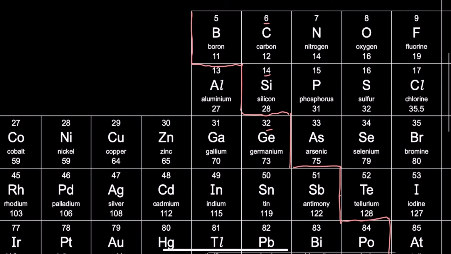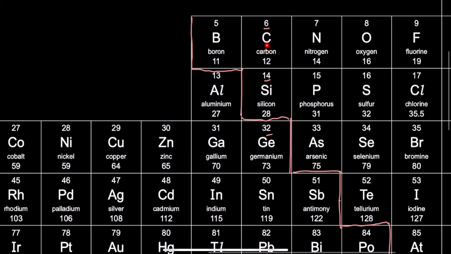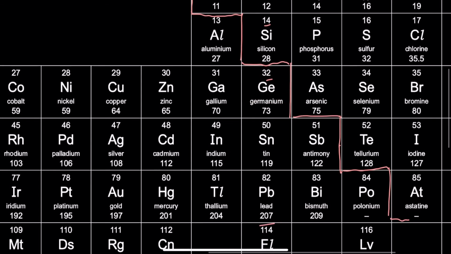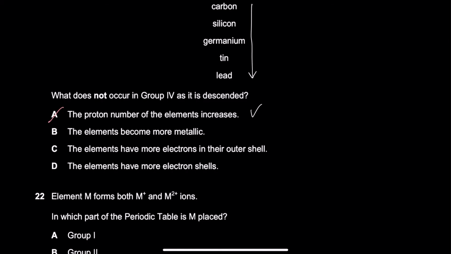Now realize, okay, check out group 4. This is a non-metal, this is a non-metal, but since this is behind the staircase, this becomes a metal. This is farther behind the staircase, this is 2 farther, and this is 3 farther. So lead is more metallic than all of these, right? So realize the metallic character actually increases down the group. So B is the wrong option.